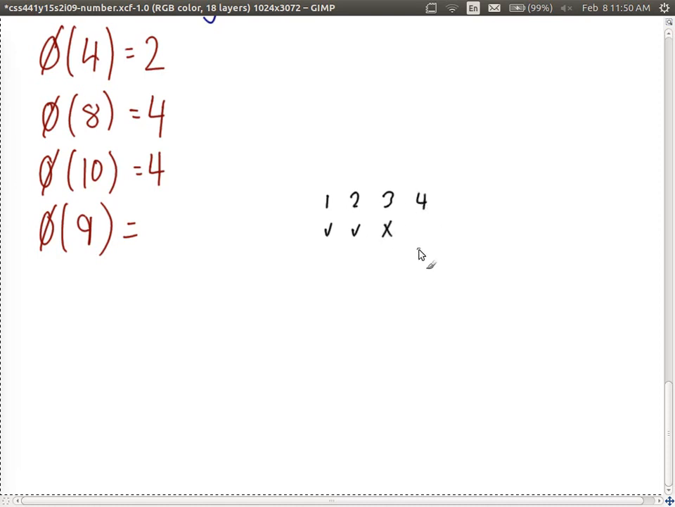4 and 9? Greatest common divisor is 1, so yes, I'll give it a tick, it is relatively prime. 5 and 9, yes. 6 has a divisor of 3, so does 9, so no. 7 is okay, 7 and 9. And 8 is also okay. 1, 2, 3, 4, 5, 6 numbers. Euler's totient of 9 is 6.